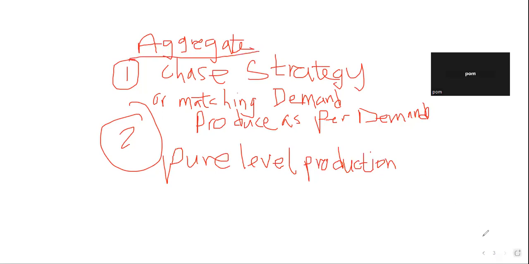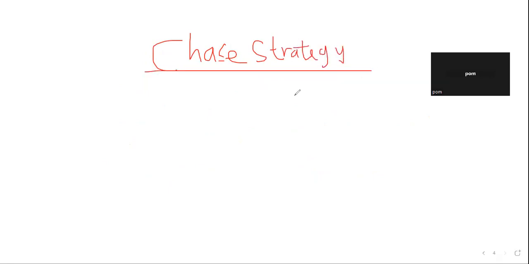Now in chase strategy, you hire and fire workers. You don't want to maintain a workforce. So chase strategy, what does it mean? This one is the same as matching demand. You hire and fire workers. You don't want to maintain your workers. You just tell your maid, I'll be calling you whenever I need you, so you hire and fire workers.